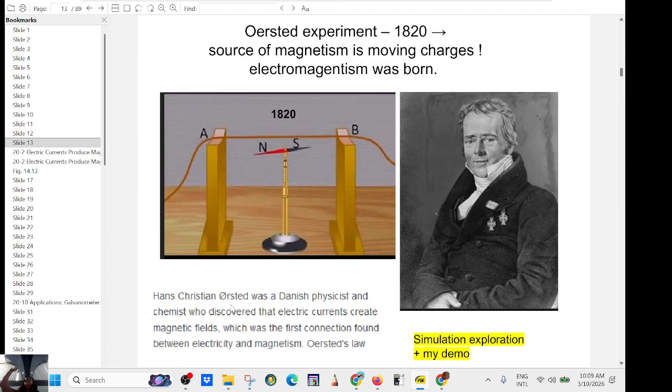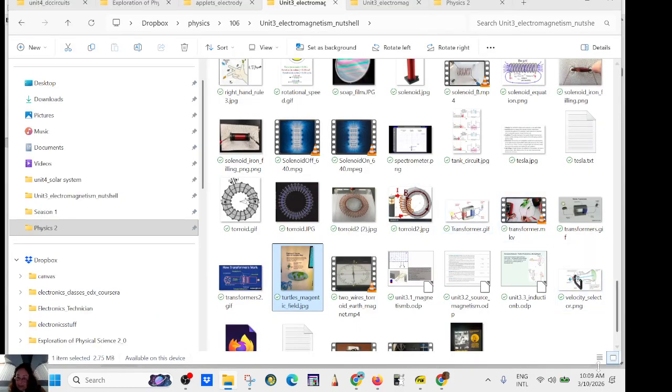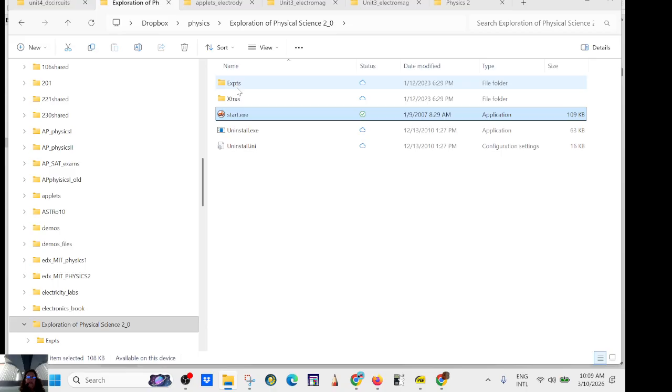Now we have to experiment with our right hand because we have right hand rules. I want to see my email. I have to cut that. Okay.